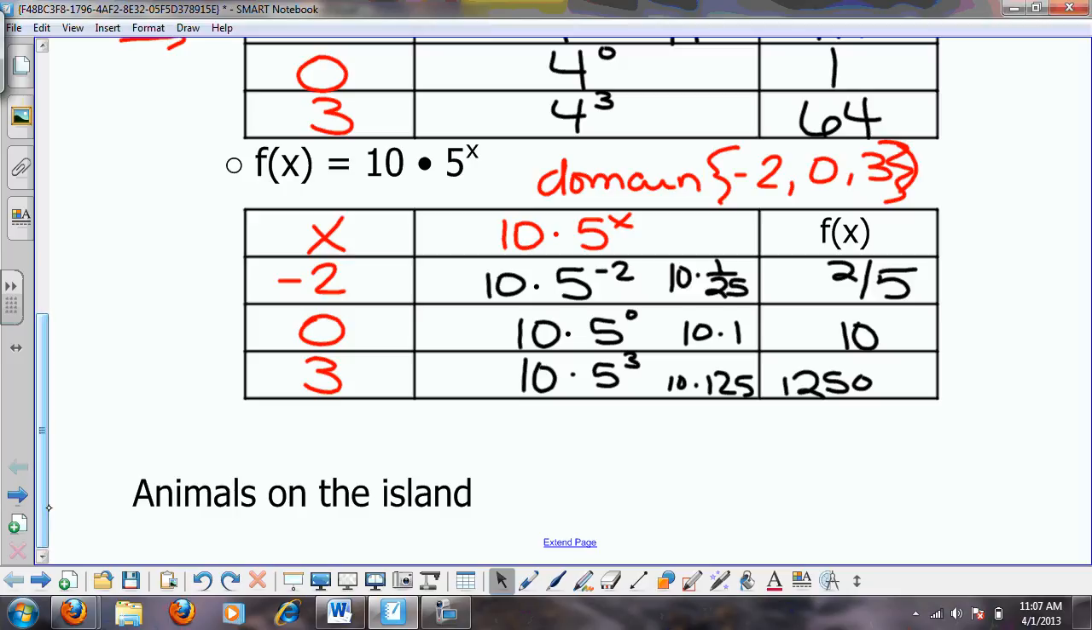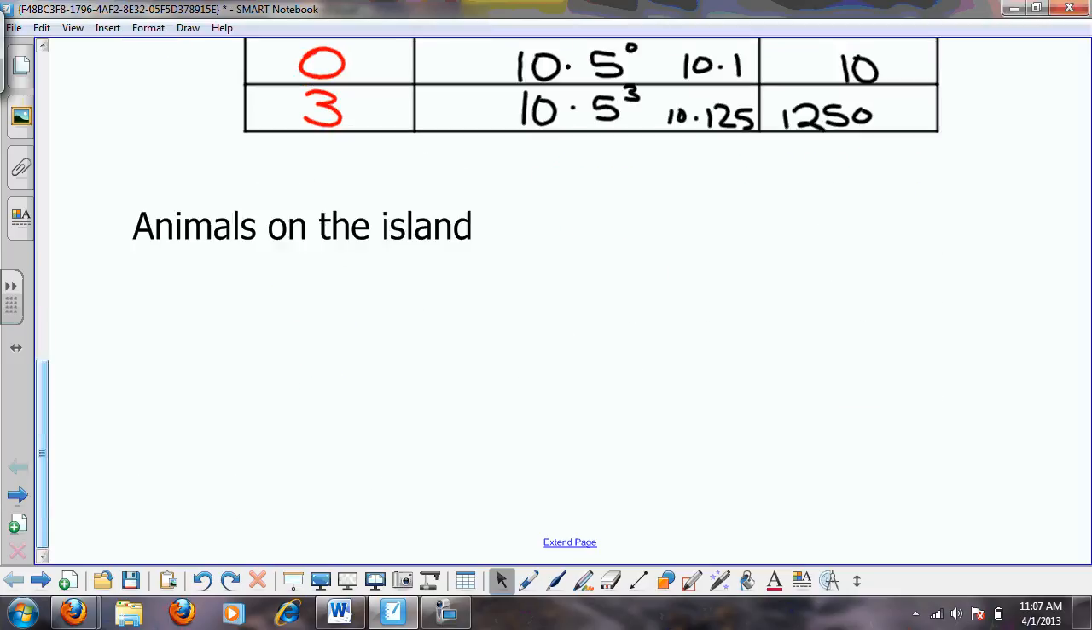Okay, let's apply this. On page 469, we have a real-world example where 20 rabbits are taken to an island, and the rabbit population begins to triple every half year. The function f of x equals 12 times 3 to the x power, where x is the number of half-year periods, models our situation. How many rabbits would there be after 2 years? Look at that. In red is 4. How come they used 4 instead of 2? Write that down.